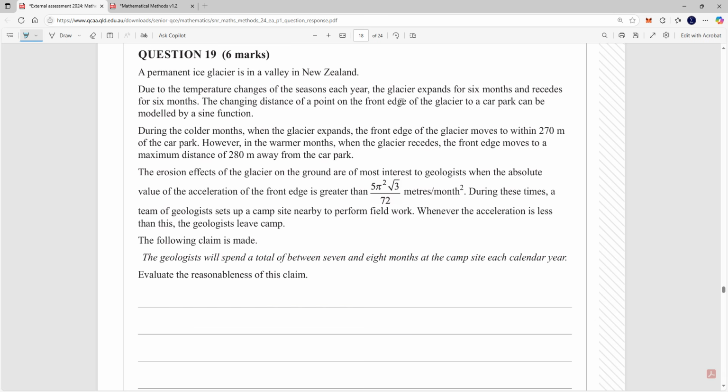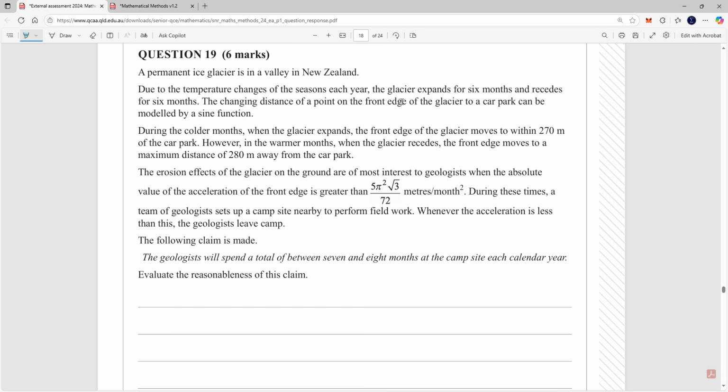Okay. Now this one here took me a bit. I got it wrong first 2 times, but I think I've got a good understanding of it now to explain to you guys here. So a permanent ice glacier is in a valley in New Zealand. Okay. Due to the temperature changes of the season each year, the glacier expands for 6 months and recedes for 6 months. So basically it gets bigger and it gets smaller.